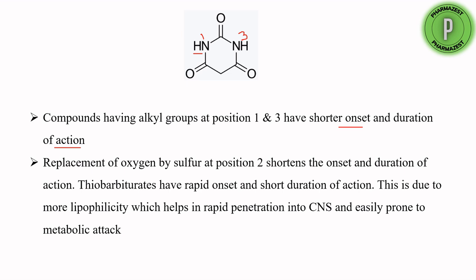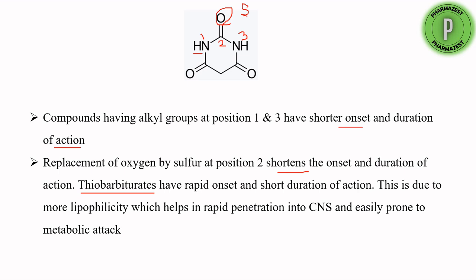And next, replacement of oxygen by sulfur at position 2. So here this is the position 2. So if you replace this oxygen at position 2 by sulfur, the onset and duration of action decreases, so shortens. So the thiobarbiturates. If you replace the oxygen with sulfur, you get thiobarbiturates. So these thiobarbiturates have rapid onset and short duration of action.